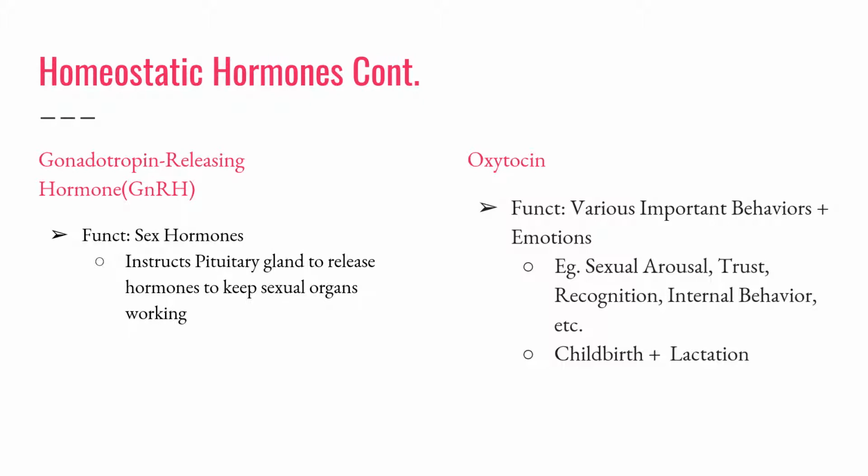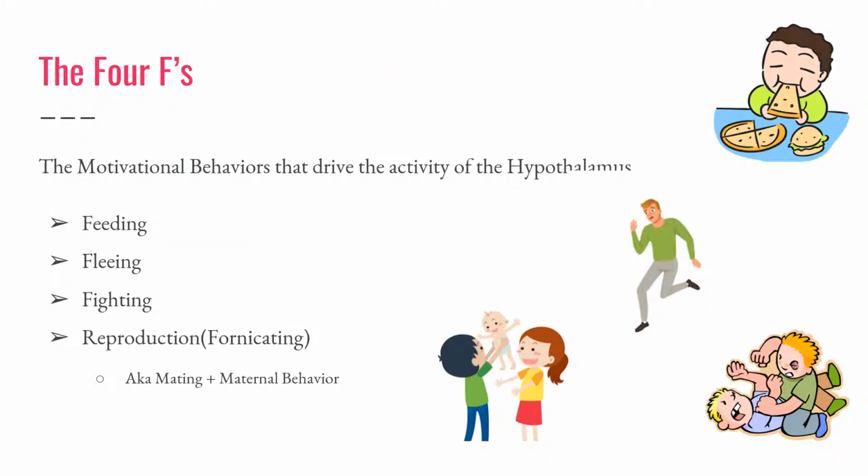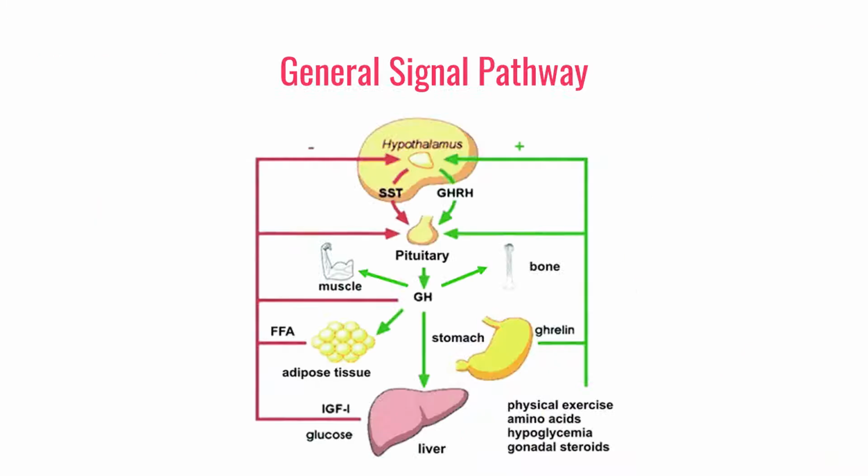Oxytocin functions in a variety of important behaviors and emotions such as sexual arousal, trust, recognition, internal behavior, childbirth, and lactation. The 4 F's, such as feeding, fleeing, fighting, and reproduction. These are all motivational behaviors that drive the activity of the hypothalamus and represent the 4 most basic and primal drives or motivations and instincts that animals are evolutionarily adapted to follow and achieve.